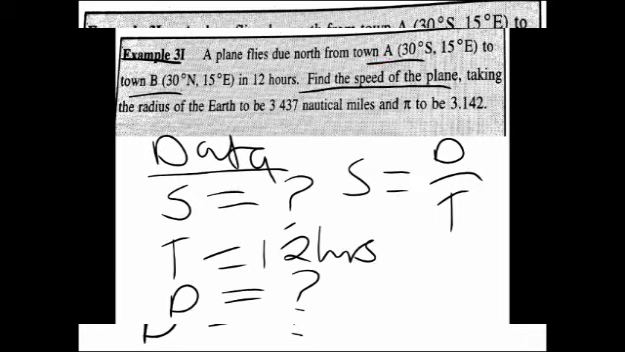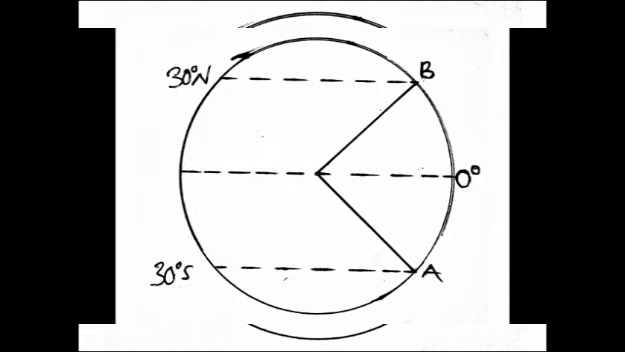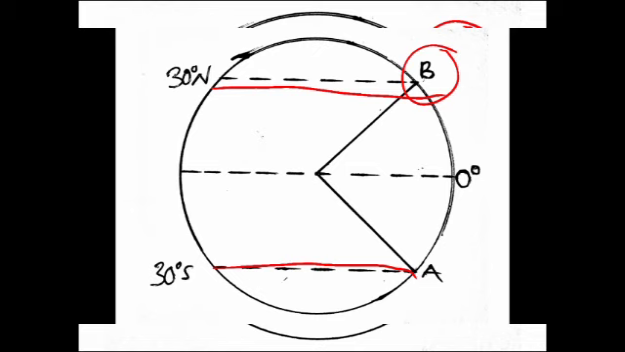Town A is lying on 30 degrees south and 15 degrees east, meaning the 30 degrees is a latitude and the 15 degrees is a longitude. So look at town B also. Town B is lying on 30 degrees north and 15 degrees east. If I was to sketch this, I'll have something like this. 30 degrees north is the latitude where town B is lying on. And 30 degrees south is the latitude where town A is lying on.